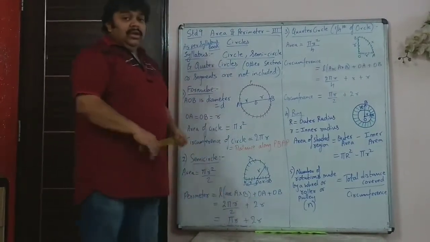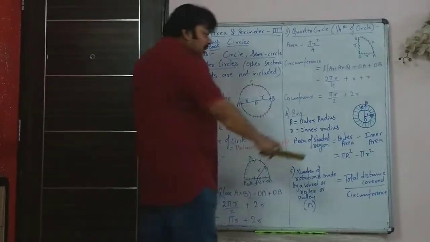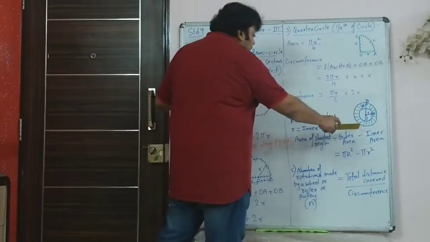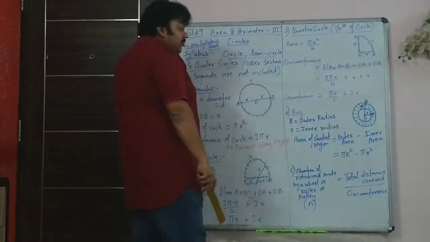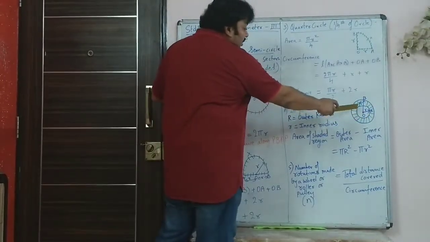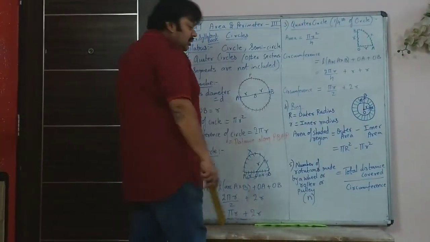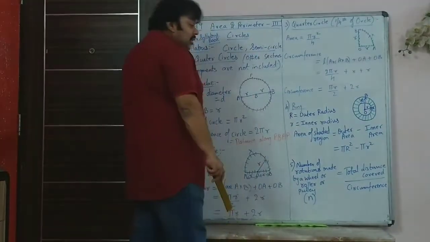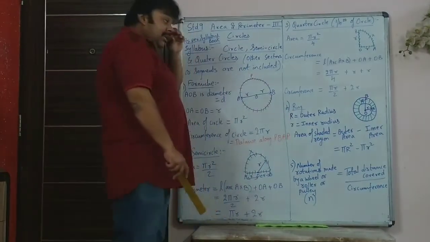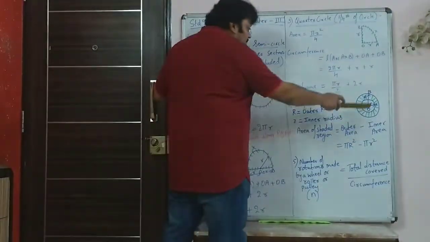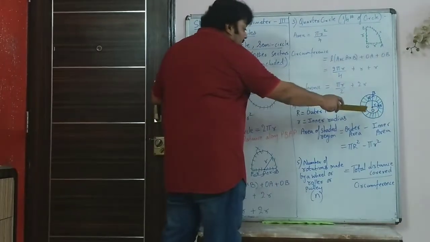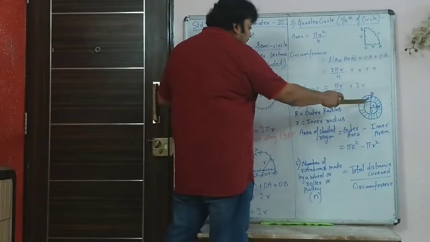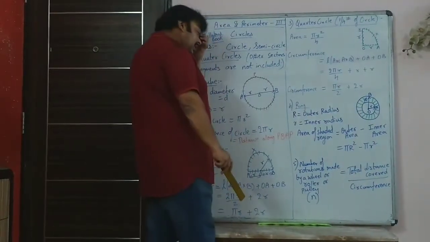Now ring. Ring, there are 2 circles. An inner circle with smaller radius small r and an outer circle with bigger radius capital R. So the area of the ring is only the shaded region which is marked in green. So that is outer area minus inner area. So pi capital R squared minus pi small r squared, that is the area of the green region, area of the ring.